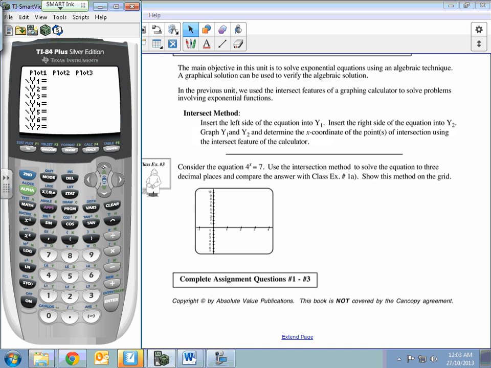I have 4 to the x equals 7. I'm going to graph 4 to the x in my y1 and 7 in my y2. For my window, I'm going to make the same window that they have. My x min is -1, my x max is 4, my scale is 1, my y min looks like -7, y max is 10, and the scale is 1. Let's graph it.